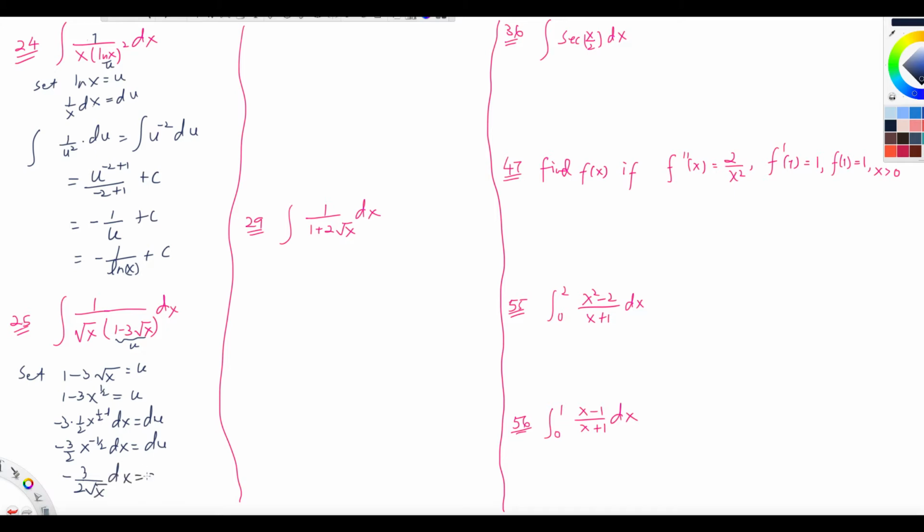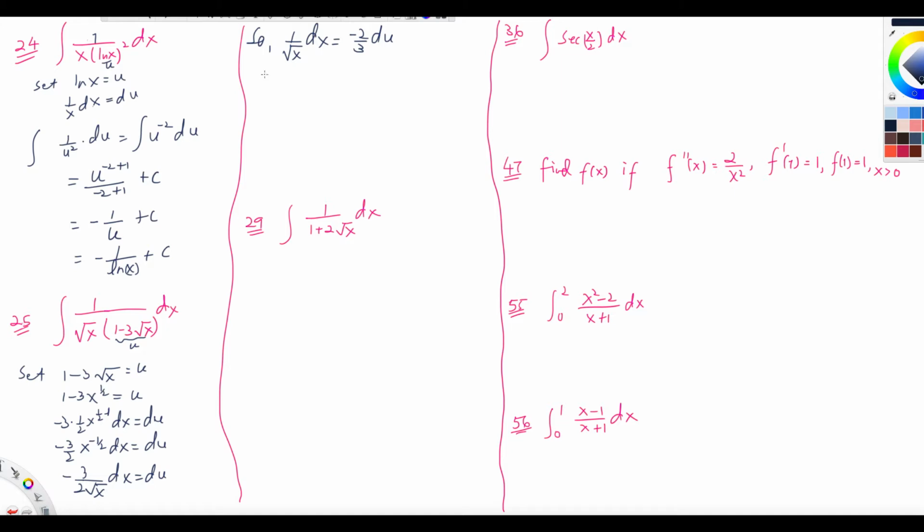dx equals du. But there is no 3 over 2 in the integrand. I want to find out how I can write 1 over root x dx. So I just multiply both sides by negative 2/3. Then you get 1 over root x dx equals negative 2/3 du. So for this you will write u, and for 1 over root x dx, you will write down negative 2/3 du.